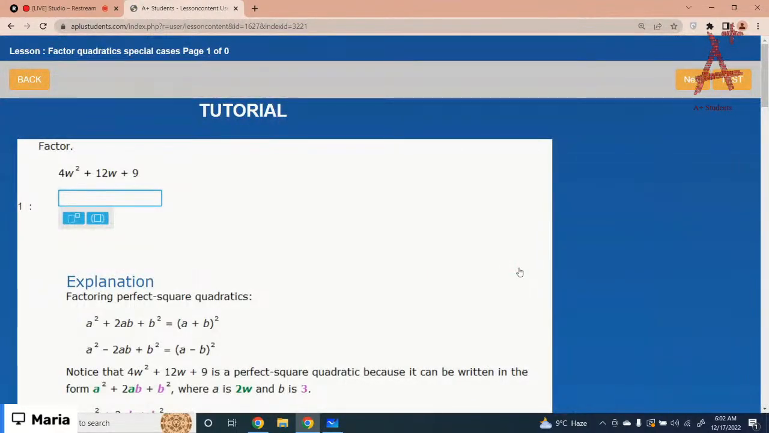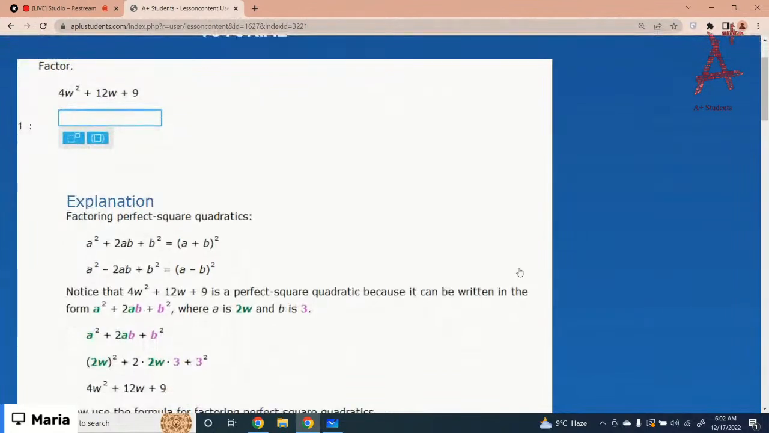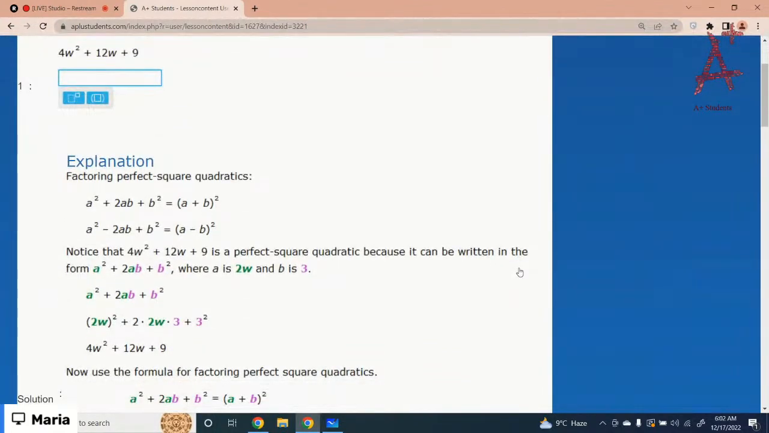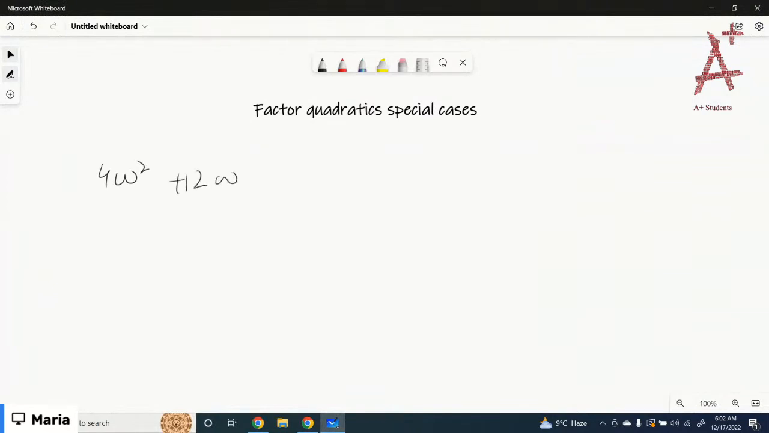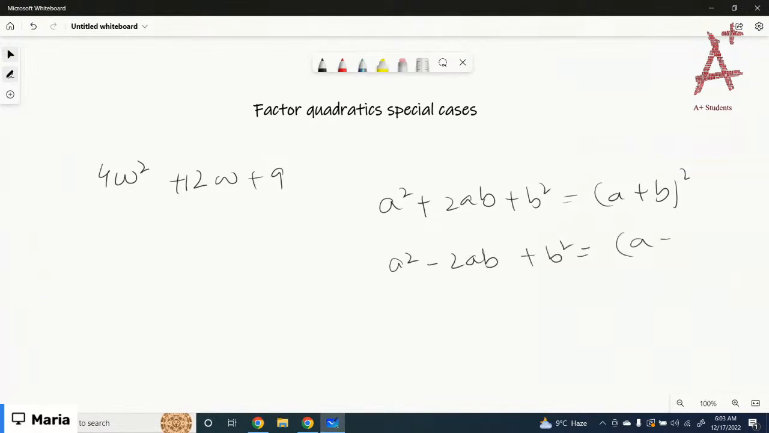Okay, let's start with the first example, 4w square plus 12w plus 9. So we have two of the formulas for the perfect squares. They are a square plus 2ab plus b square, and that equals a plus b whole square. Then you have a square minus 2ab plus b square, and that would be a minus b whole square.